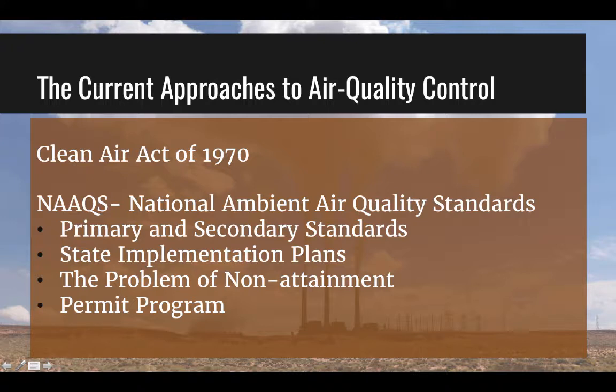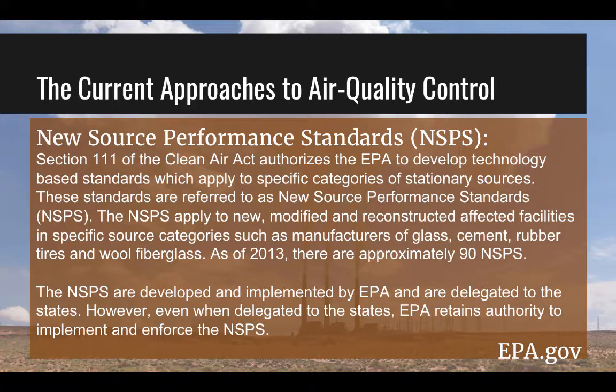However, once issued, it is a shield for the entity to emit so long as it meets the requirements of the permit. New Source Performance Standards: Section 111 of the Clean Air Act authorizes the EPA to develop technology-based standards which apply to specific categories of stationary sources. These standards are referred to as New Source Performance Standards, NSPS. The New Source Performance Standards apply to new, modified, and reconstructed affected facilities in specific source categories such as manufacturers of glass, cement, rubber tires, and wool fiberglass.